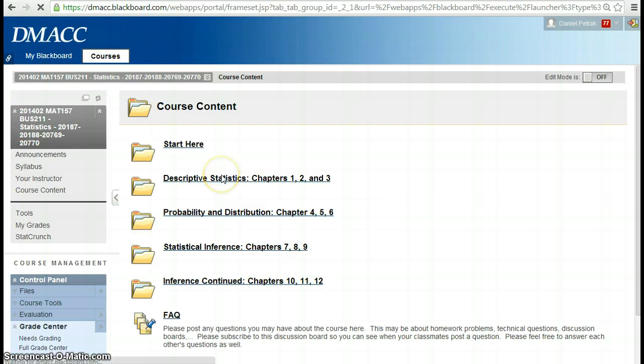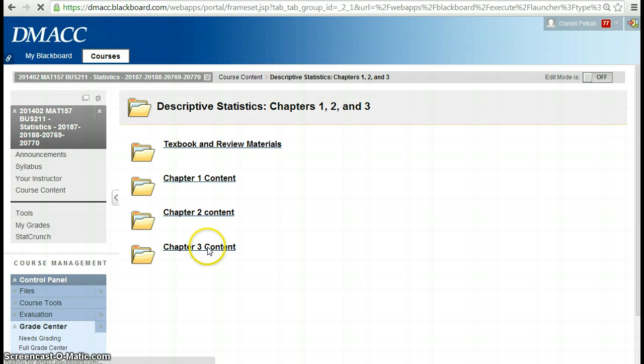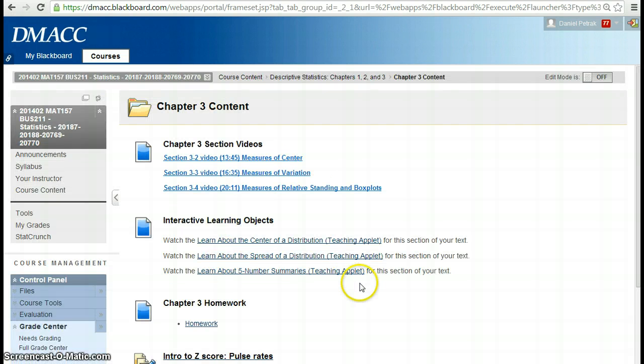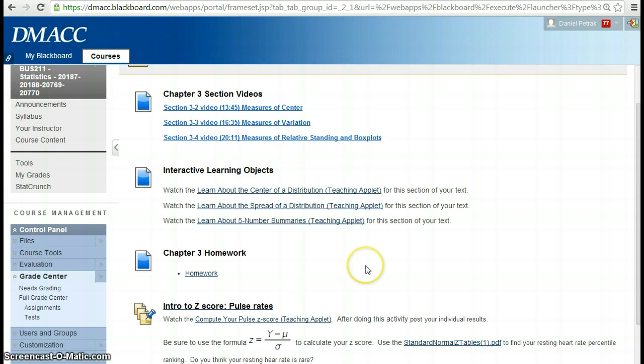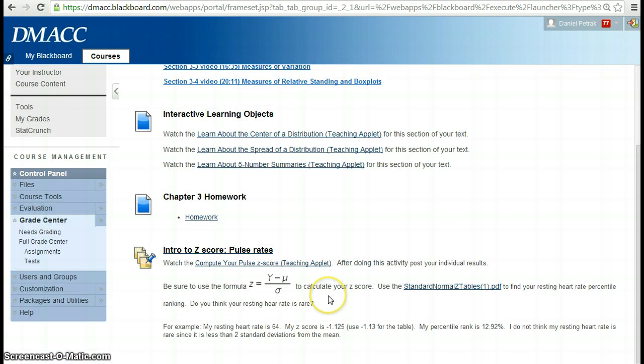And then for chapter 3, which is what we're starting in our face-to-face class this week, the discussion is actually using your own pulse, resting pulse, to see what your z-score is, and figuring out just some basics using the z-score in the standard normal table.